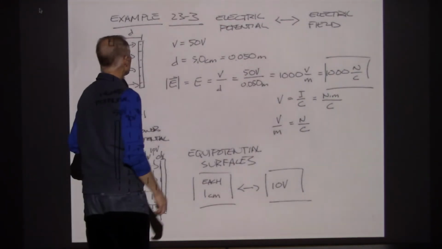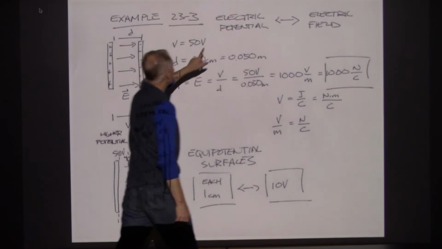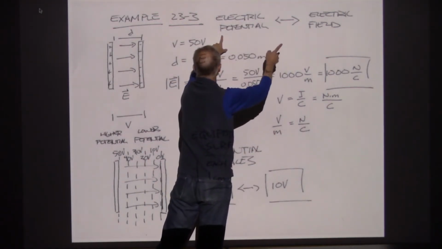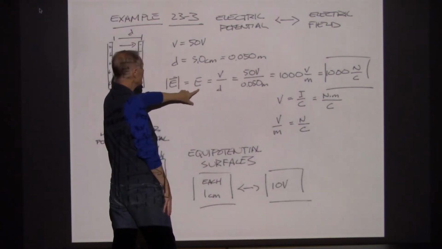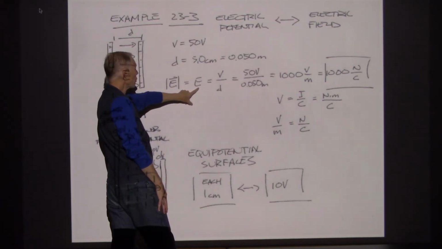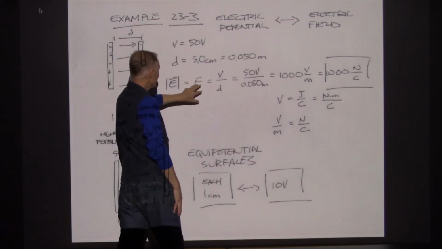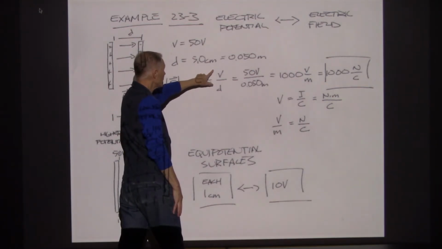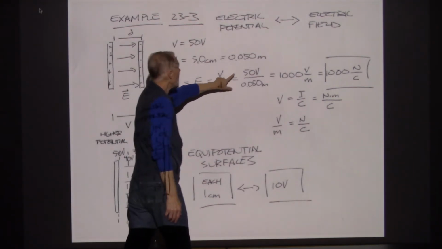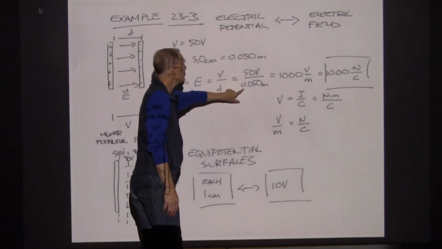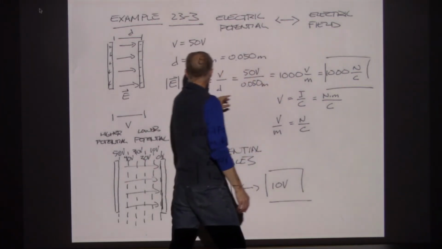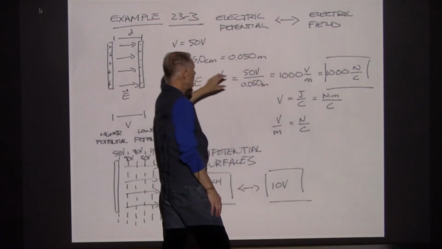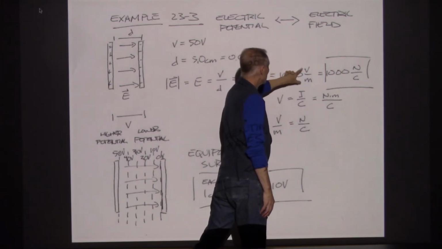So the way that would work is we would say, okay, switching from electric potential to electric field, the voltage is 50 volts. The distance here is 0.05 meters. And what we just showed is that for a uniform electric field, the electric field is equal to the voltage, the electric potential, divided by d. I can take the 50 volts, divide through by, now that was centimeters, so I had to convert to meters. That's going to give me an electric field that is 1,000 volts per meter.